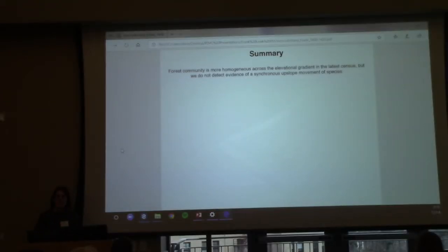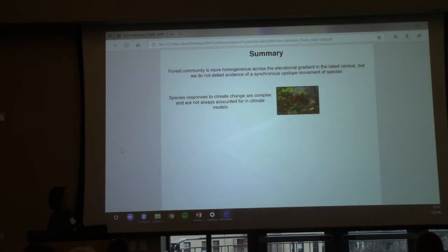So in summary, the forest community we have found is more homogeneous on Camel's Hump in the recent census, but we don't really detect evidence of a synchronous upslope movement of individual species. Rather, species are having more of an individualistic response. I think it goes without saying, and I think it's a common theme of this conference, that the species responses to climate change are very complex, and they're not always accounted for in climate change models.